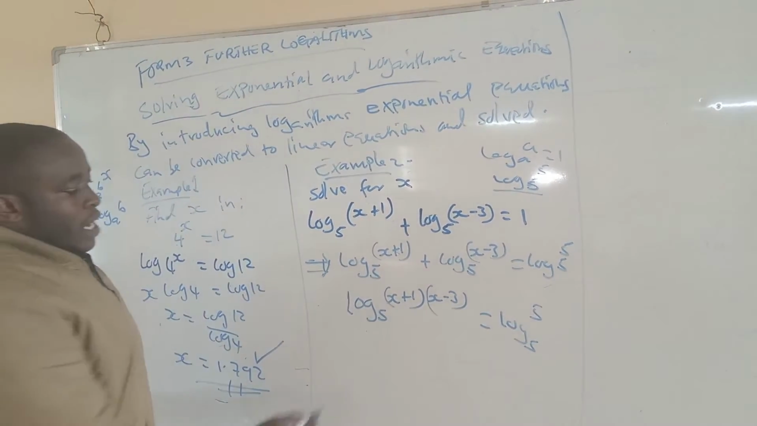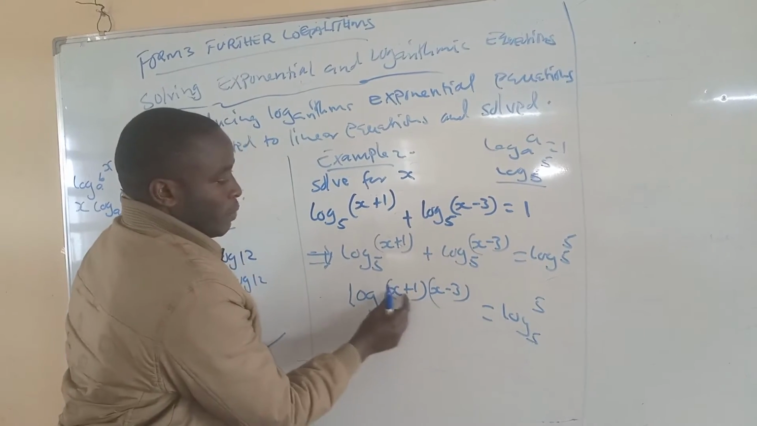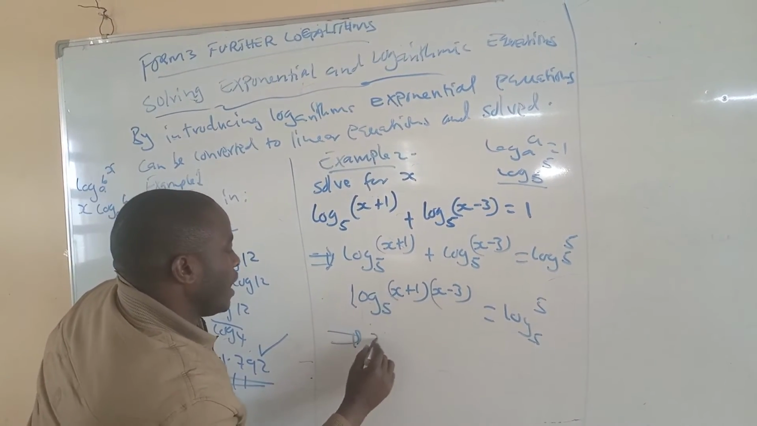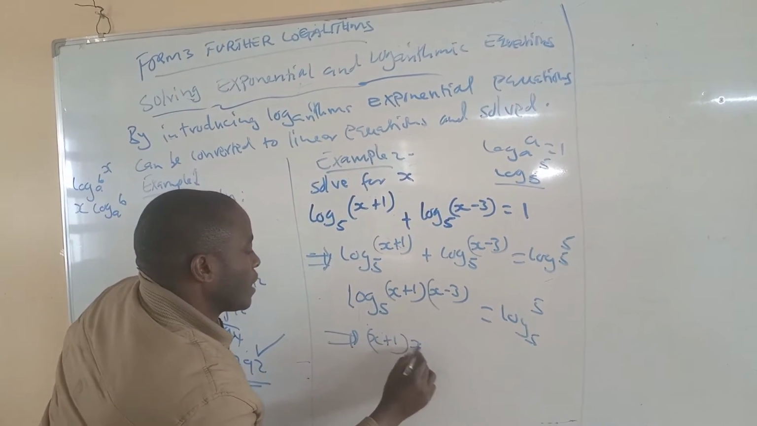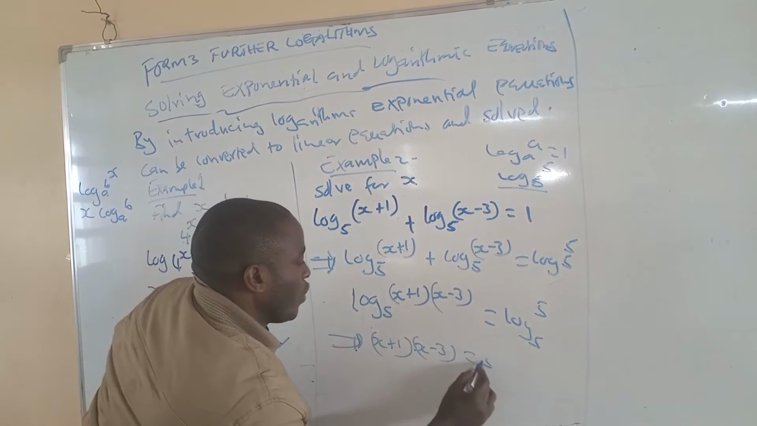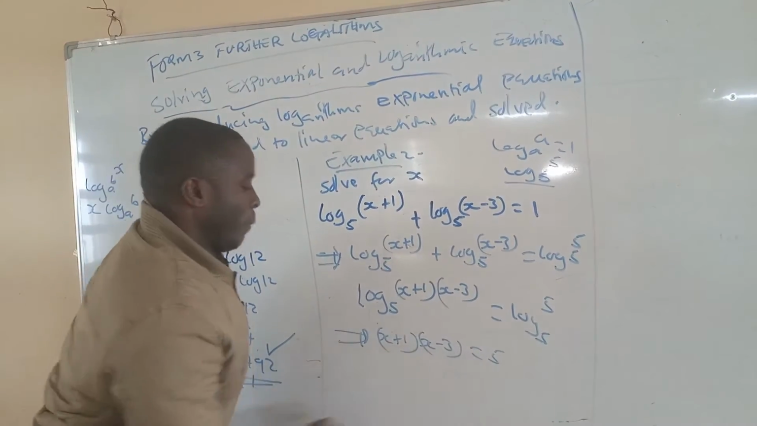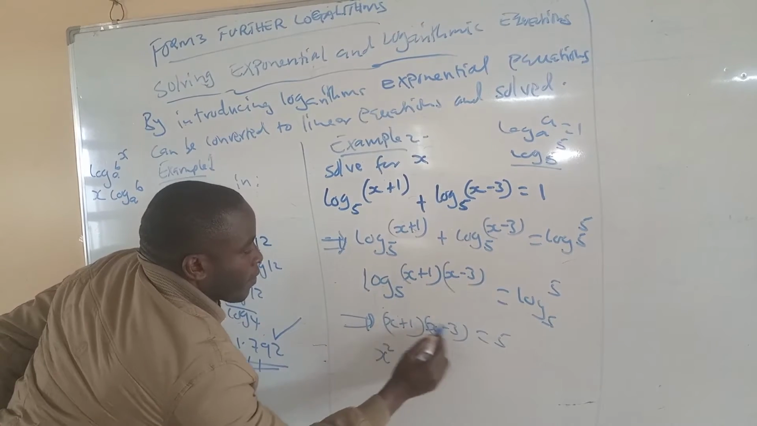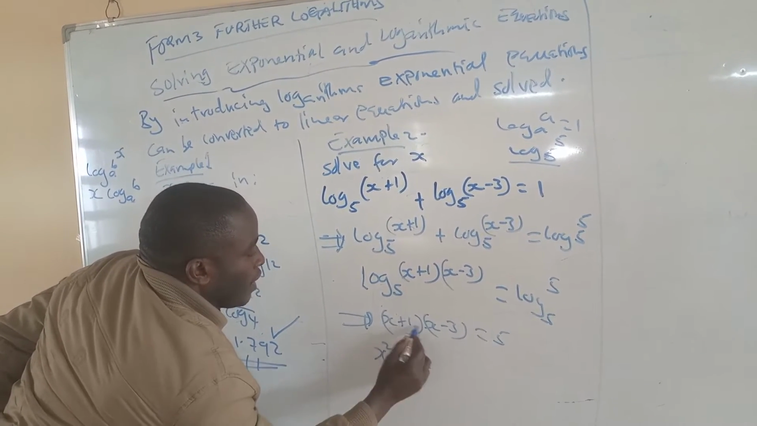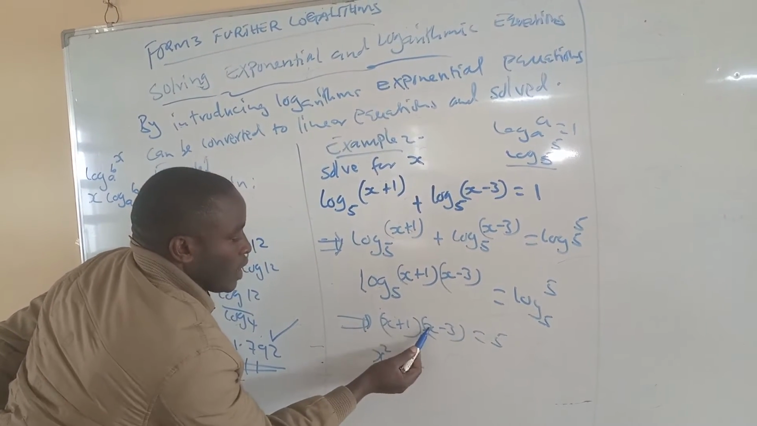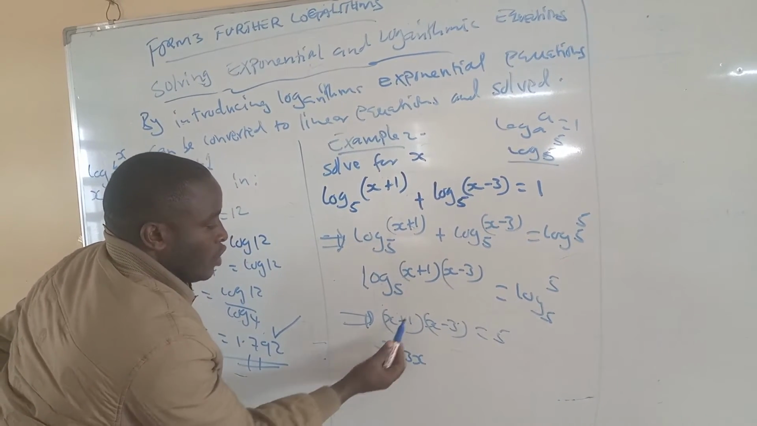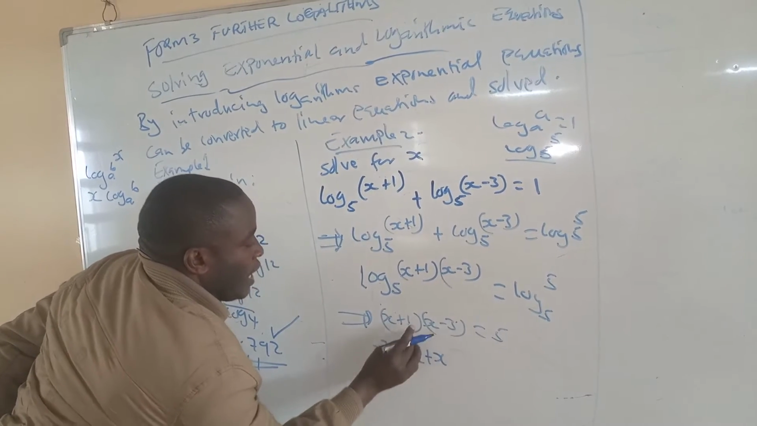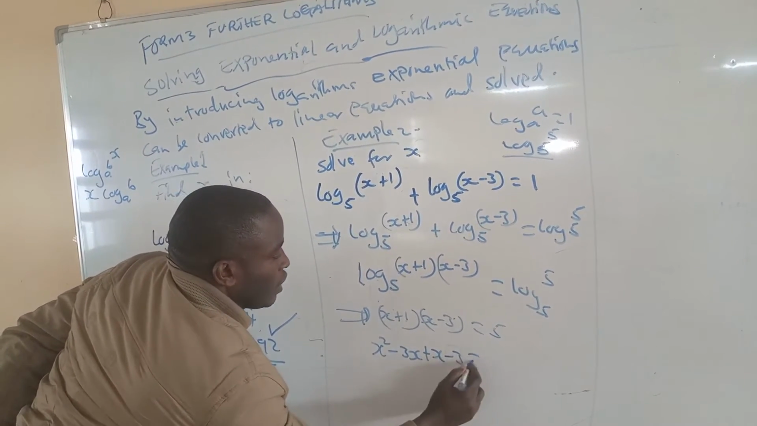Now that the bases are the same, we shall equate the arguments and say that (x plus 1) into (x minus 3) will be equal to 5. So we open this: x into that will be x squared minus 3x, and then 1 times x is plus x, and 1 times negative 3 is minus 3, equals 5.